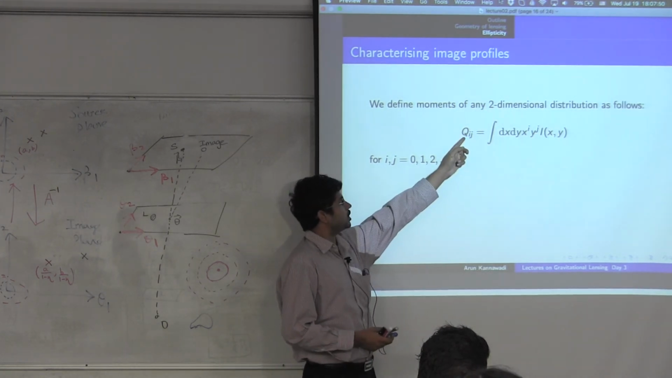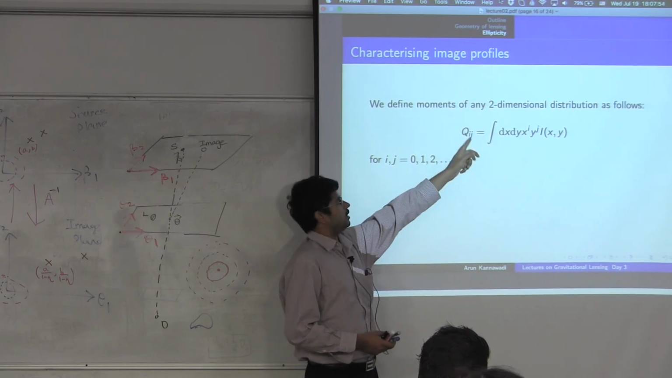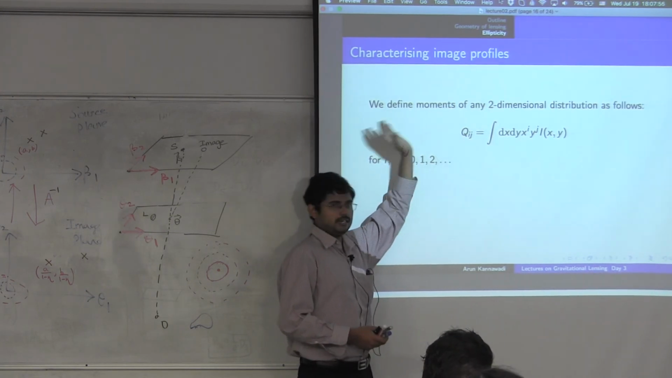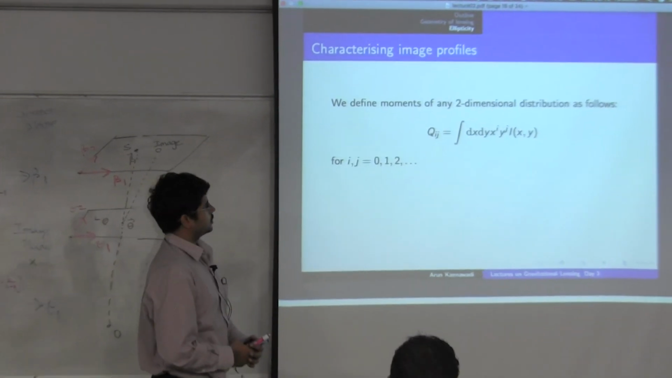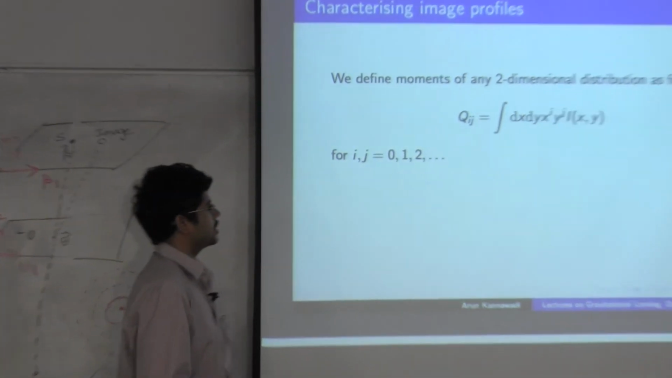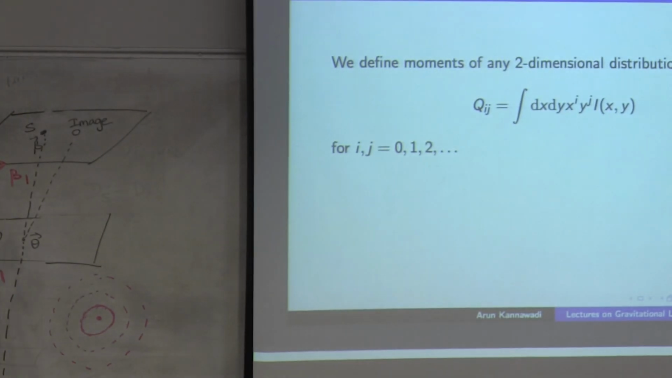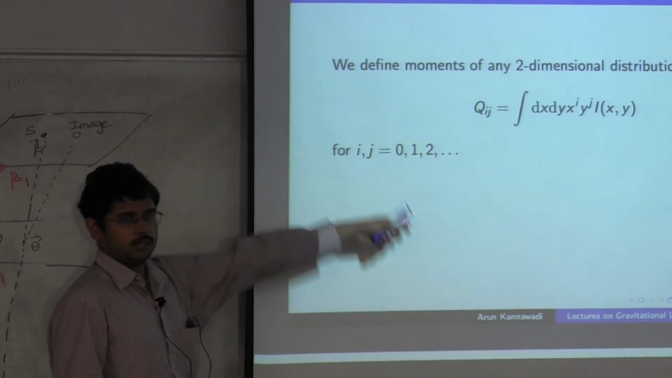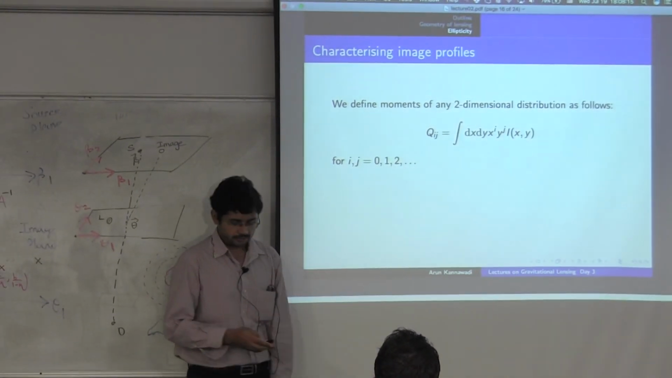Qij would mean raise x to the power i, raise y to the power j, and then integrate over all the image pixels that you have. So in the case of an image, this would be a sum, but for a continuous function, this is an integral. And i and j can take any values from 0, 1, 2 all the way till infinity, but we will mostly focus on the small values of i and j.